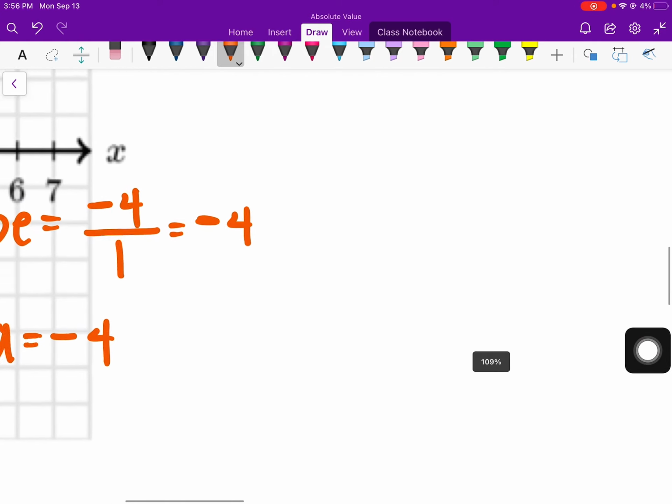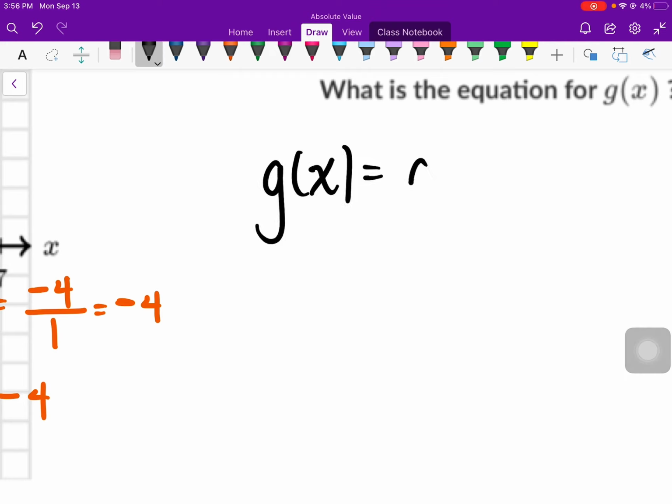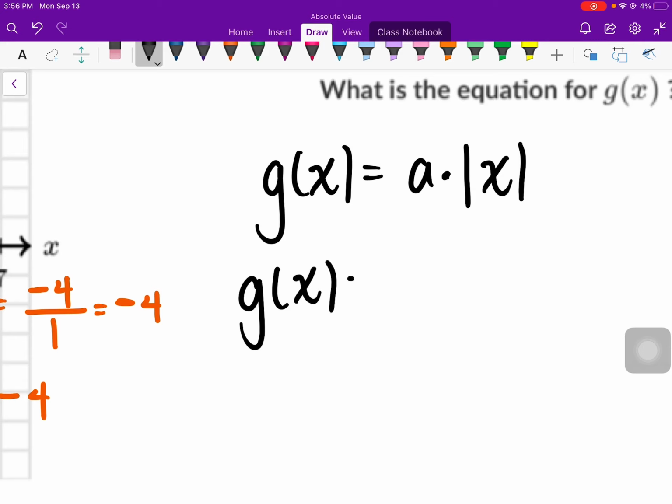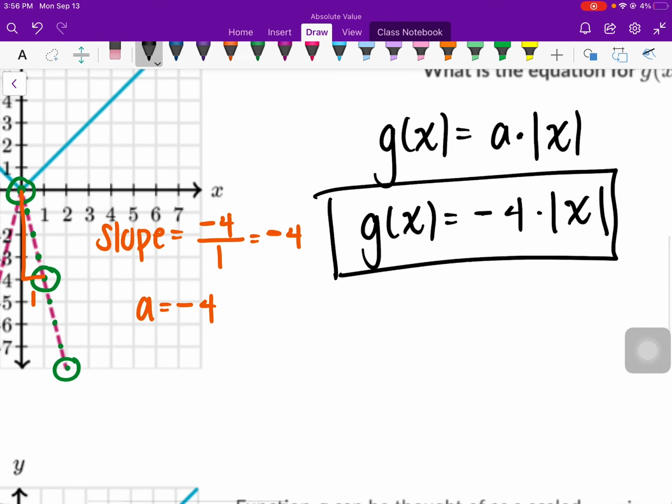So let's write our equation here. We have g of x equal to A times the absolute value of x. So g of x equals -4 times the absolute value of x. And that is our answer.